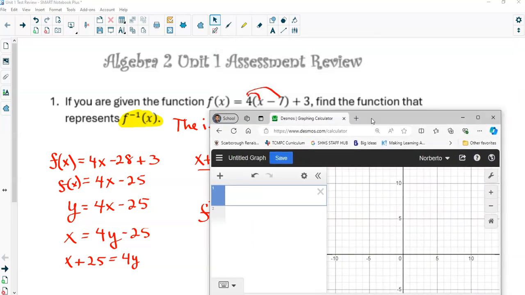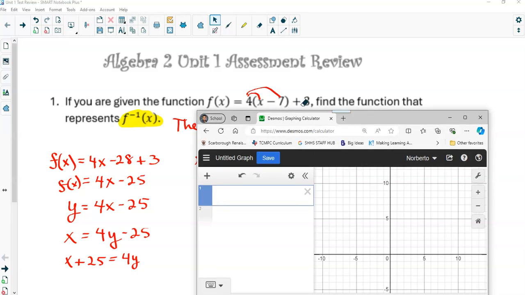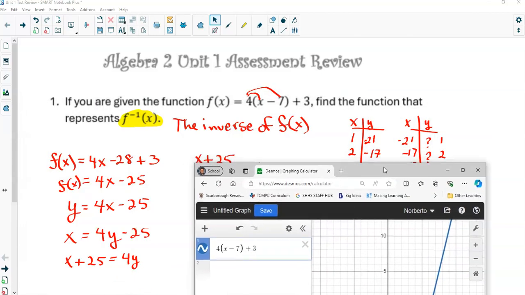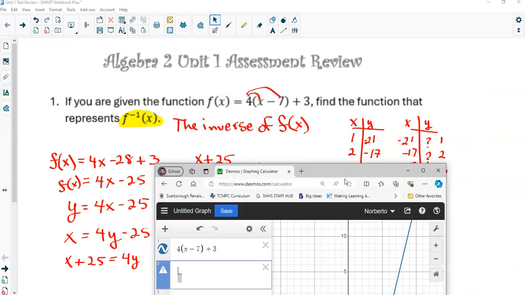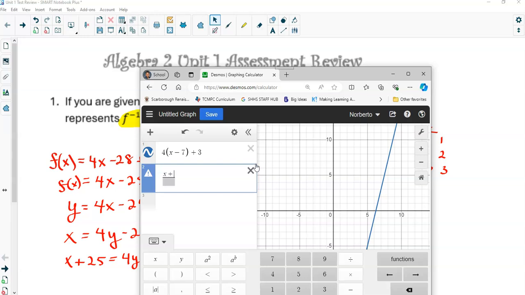I'm going to enter the first function, 4 times x minus 7, plus 3. Once I have that, I'm going to enter my inverse function. My inverse function is x plus 25 divided by 4. I put the division sign, and enter x plus 25 divided by 4.